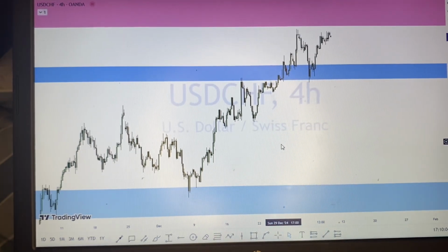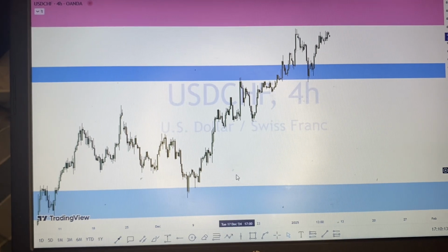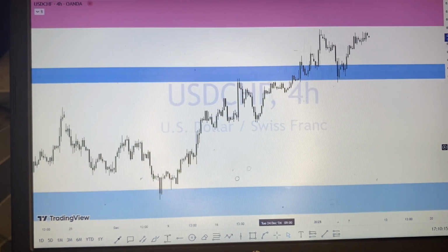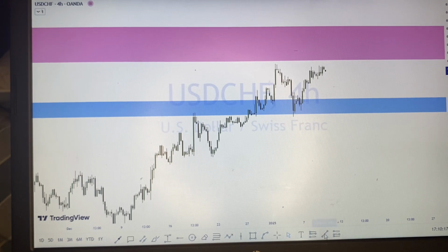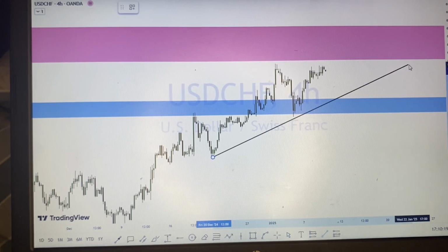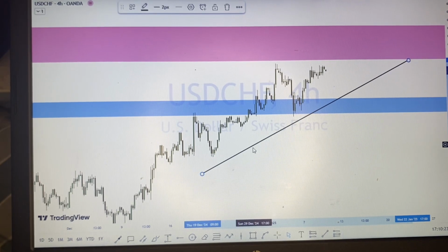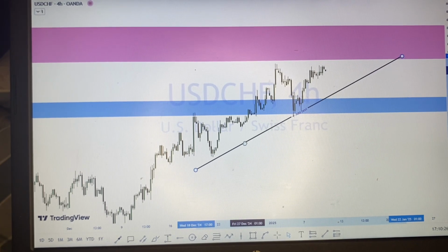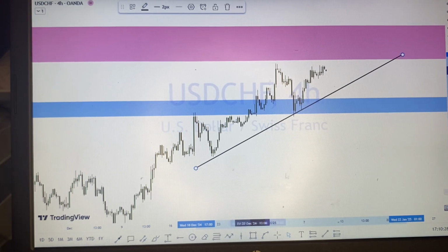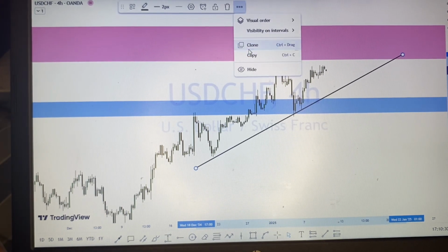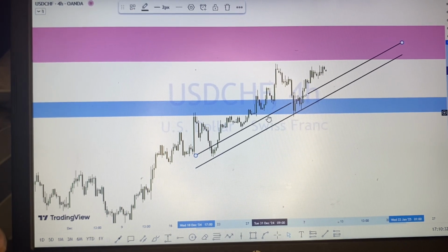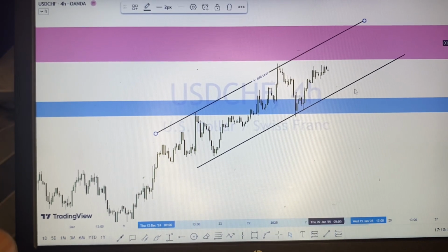So you gotta identify in what manner. Currently we are approaching that level in a corrective manner, meaning we are creating a trend line while we are approaching that level. So I'm gonna draw my trend line there like that, and then I'm just gonna clone it and put it there. So this is my trend line.